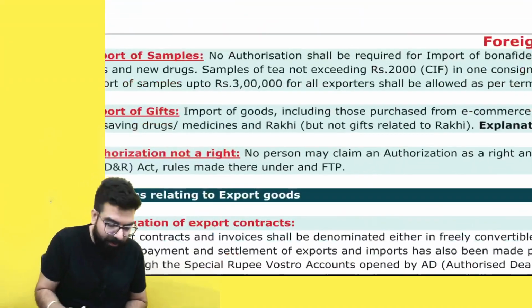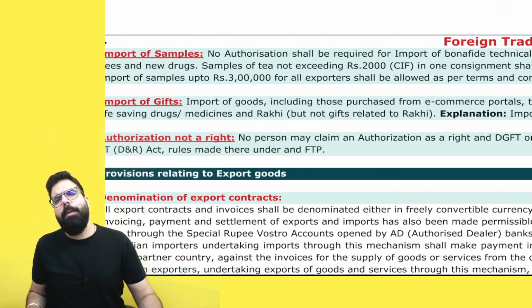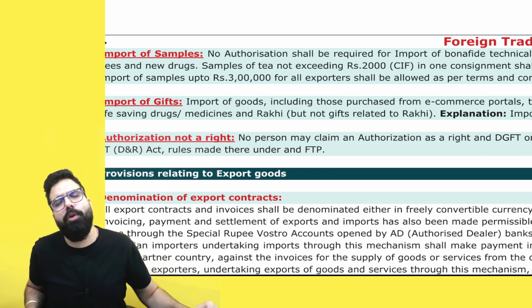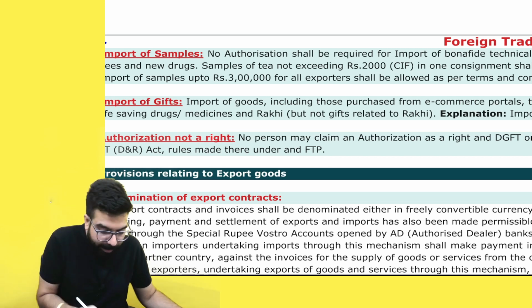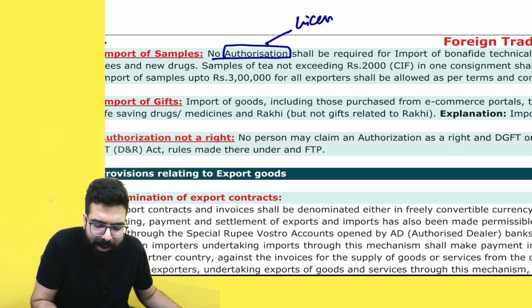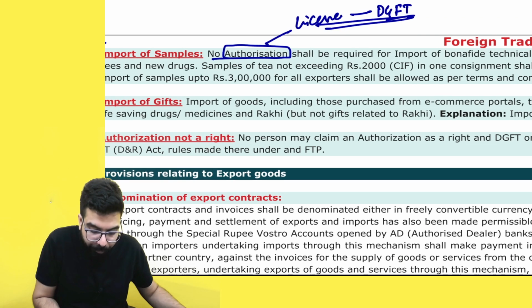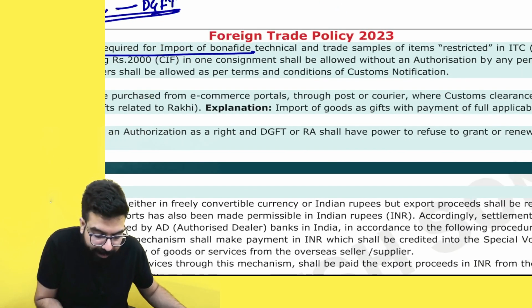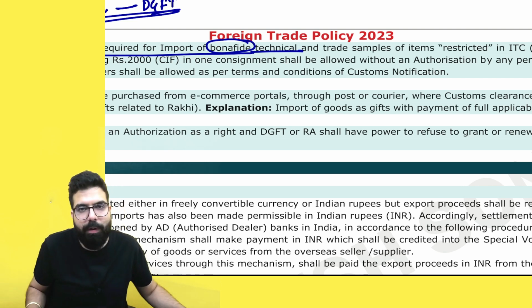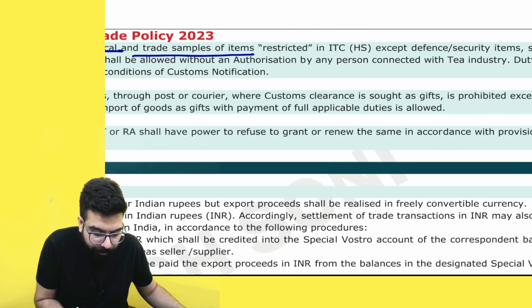Please remember this. Next. The next one over here is import of samples. Sir, what do you mean by import of samples? Sir, I want to import some sample. Can I go ahead and do that? It says over here, no authorization. What is an authorization? Authorization is a license which you have to take from the Director General of Foreign Trade when you want to import. No authorization will be required for import of bona fide technical and trade samples of items restricted under the ITC-HS. Bona fide means for which you have given a true declaration.